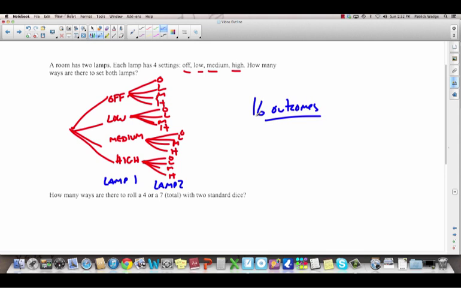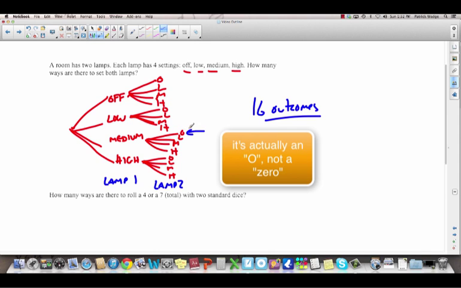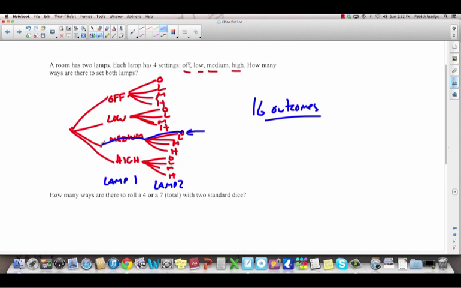Okay, a couple things about that. One, what do all these things mean? For example, if I asked you, what does this 0 right here mean? Well, if we follow it back to the starting point, we'd have to go this pathway, right? So this means when lamp 1 is on medium and lamp 2 is off. What does this one mean right here with the L? If I go back this pathway, the first lamp is low and the second lamp is low, right? These are all the different pathways.